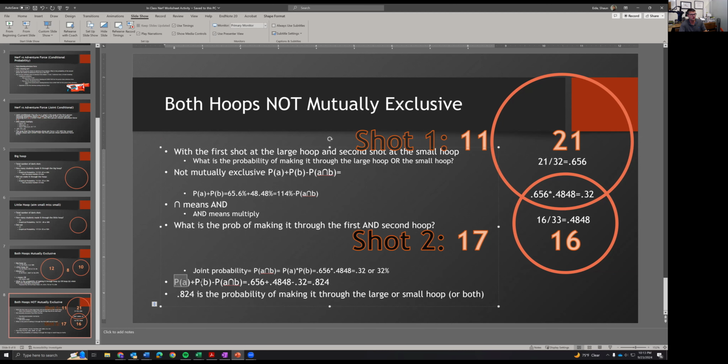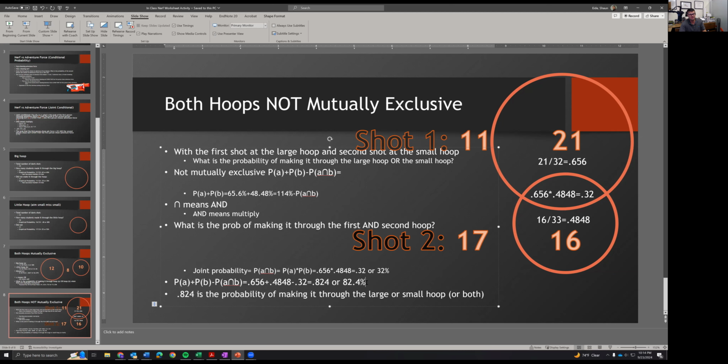So what we're going to do now is put it all in one big long formula together. 0.656 plus 0.484 minus 0.32 equals 82.4% or 0.824. So 82.4% of individuals made it through the big hoop or the little hoop. So 0.824 is the probability of making it through the large or small hoop or both. So it doesn't matter if you make it through just the first one, if you make it through just the small one, or if you make it through both of them, you're counted as part of that 82.4%.